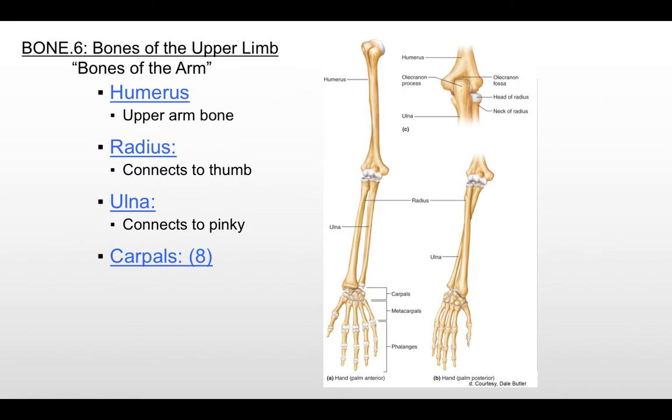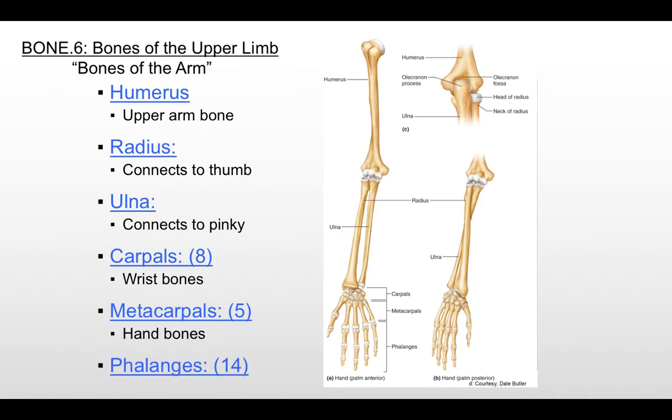Down to your hand, you have 8 wrist bones, which are known as carpals. These are short bones. They have very limited range of motion between each other, but they allow you a big range of motion in your wrist. Your hand bones are called metacarpals, and you have 5 of them, leading into 14 phalanges, which in this case refer to your finger bones. These are examples of long bones down here, your metacarpals and your phalanges, but they're very small.